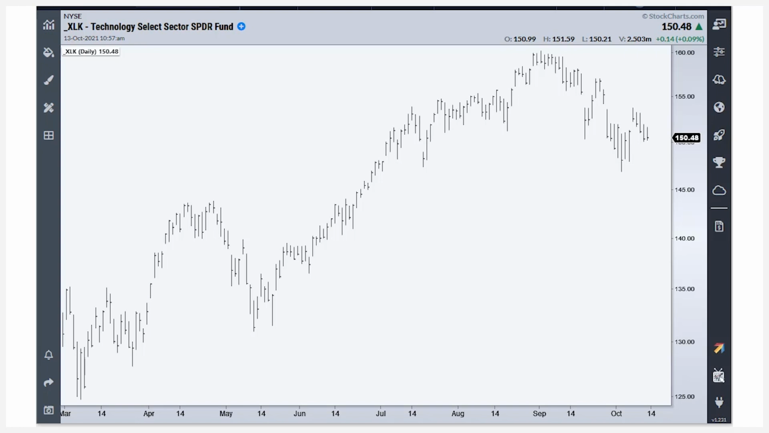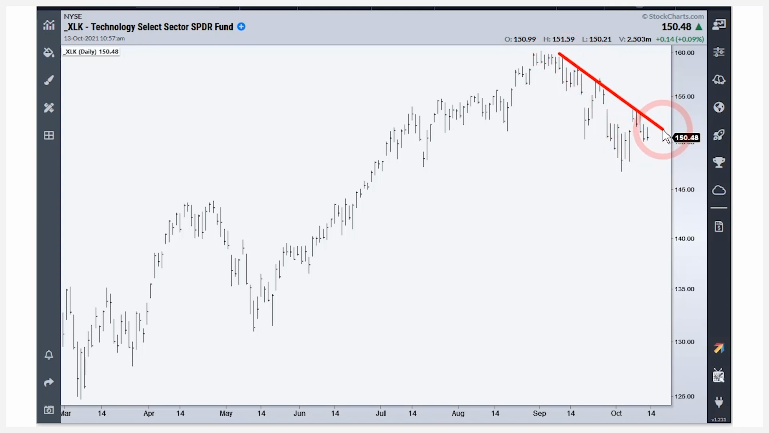So if you look at XLK here, it's correcting after a new high. And there's that bounce that we had, that big gap. Looked like we're getting a breakout. But look at those closes the last 4 days. Again, this is Wednesday, so we know where the close is. But we continue to close in the lower part of the day's range. So we're not getting follow through.